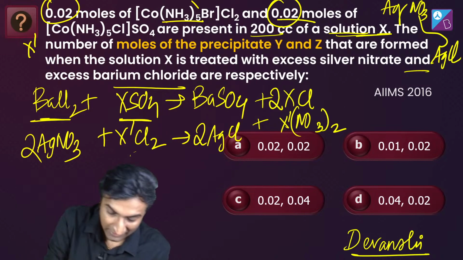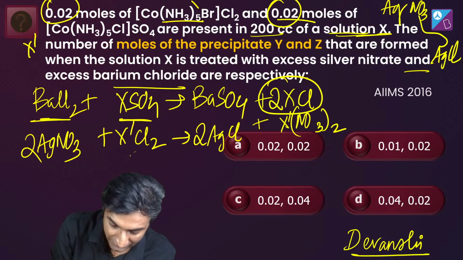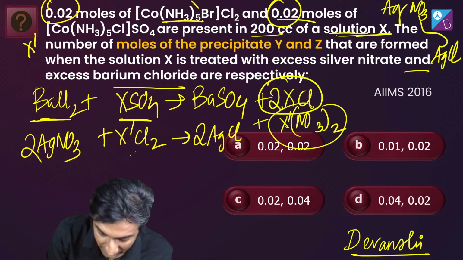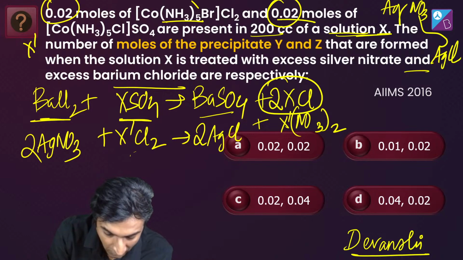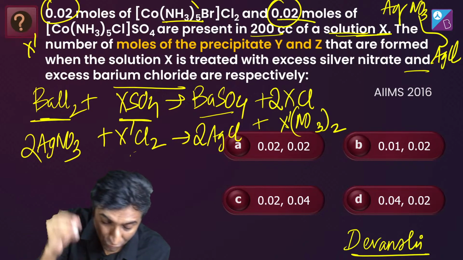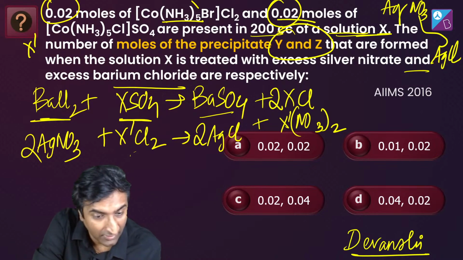Yes, the ratio is 2 is to 1. That's all that's being asked for. There is nitrate here, what are we doing? BaSO4 and this. Which one was it here? So you've got 0.02 moles of the first one and 0.2 moles of the second one. And what's being asked is the moles of precipitate Y and Z.